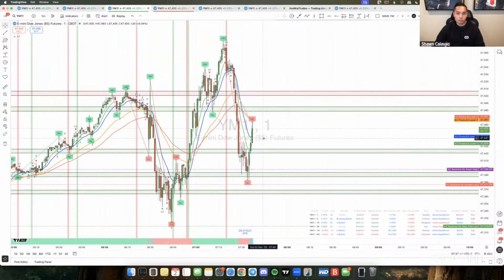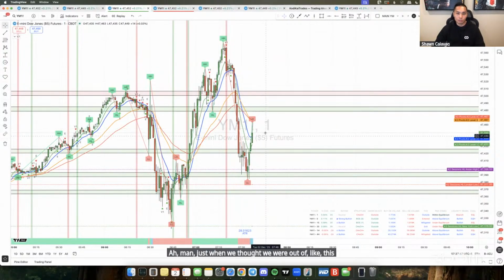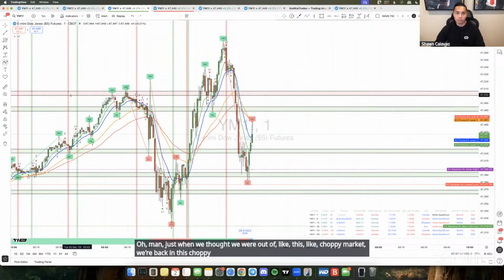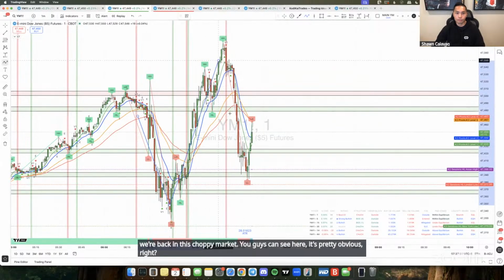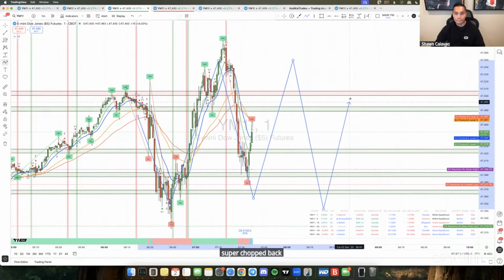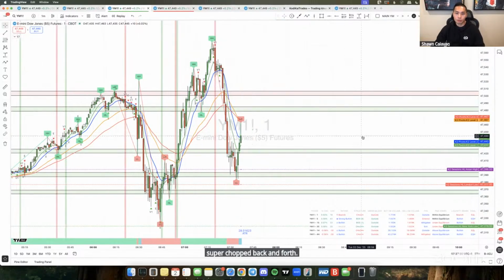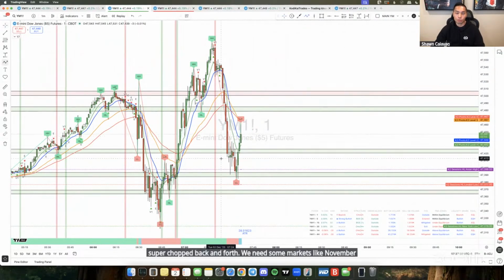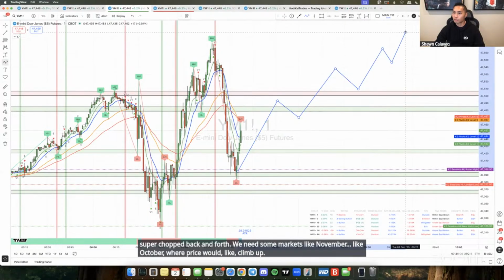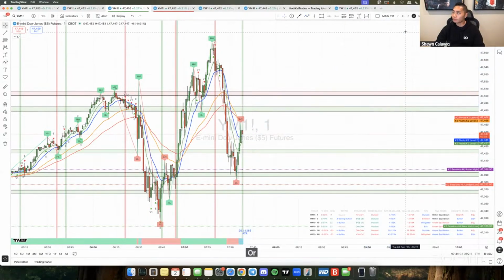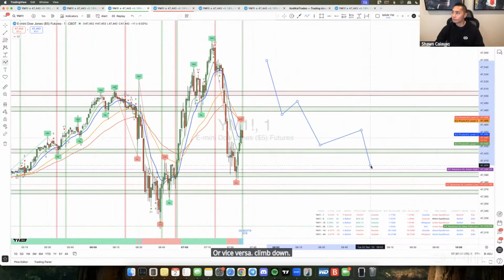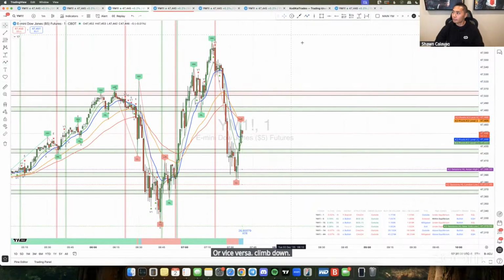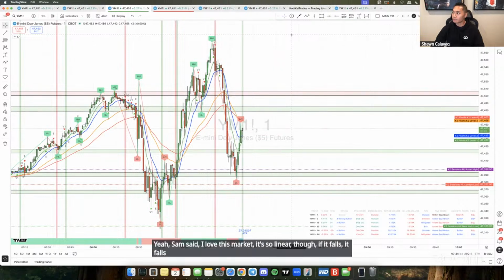Ah man, just when we thought we were out of this choppy market, we're back in this choppy market. You guys can see here, it's pretty obvious, right? Super chop back and forth. We need some markets like November or October where price would climb up or vice versa, climb down. Yeah, Sam said I love this market. It's so linear though. If it falls, it falls. We'll have a blast this month if it stays the same.